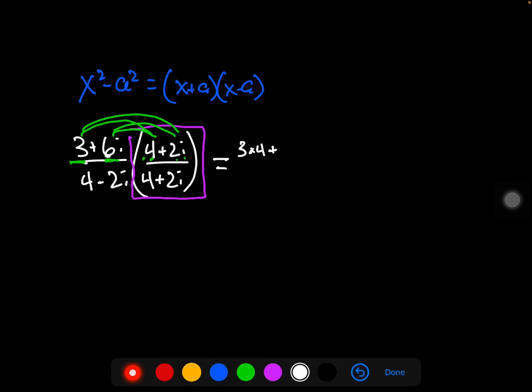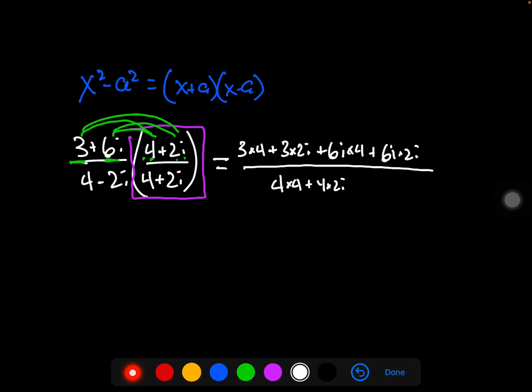plus 3 times 2i, plus 6i times 4, plus 6i times 2i. And that's all going to be over, well, we already know this is a difference of squares. This is going to be 4 times 4 plus 4 times 2i minus 4 times 2i, and these two will cancel out. And then at the end, minus 2i times 2i.